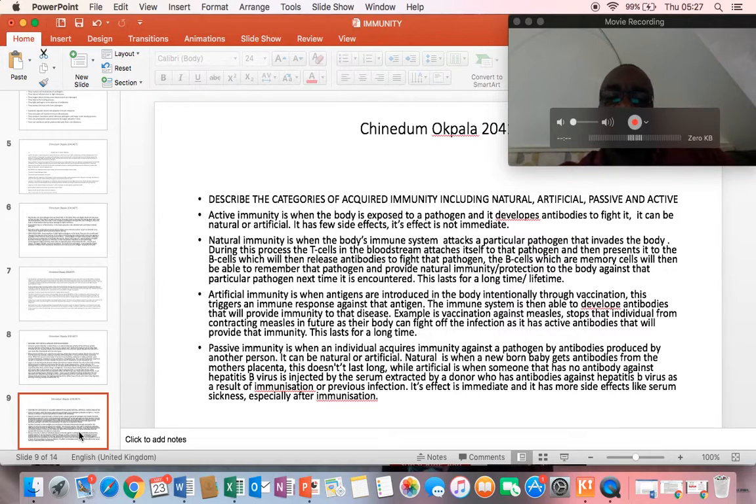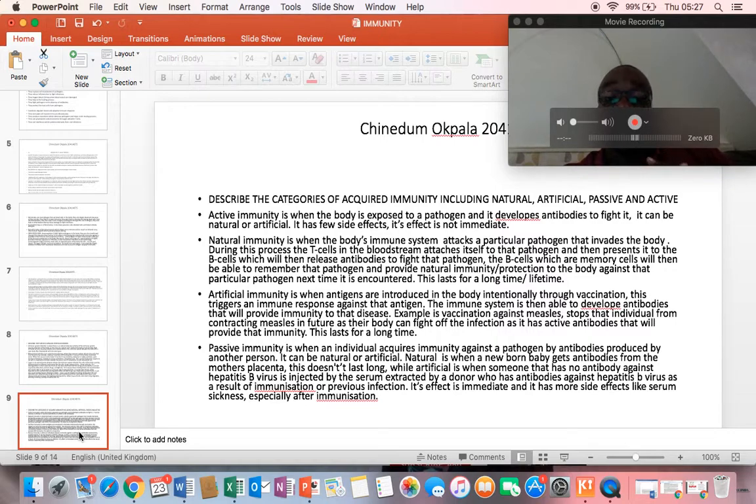The categories of acquired immunity include natural, artificial, passive, and active. Active immunity is when the body is exposed to a pathogen and it develops antibodies to fight it. It can be natural or artificial. It has few side effects. Its effect is not immediate.